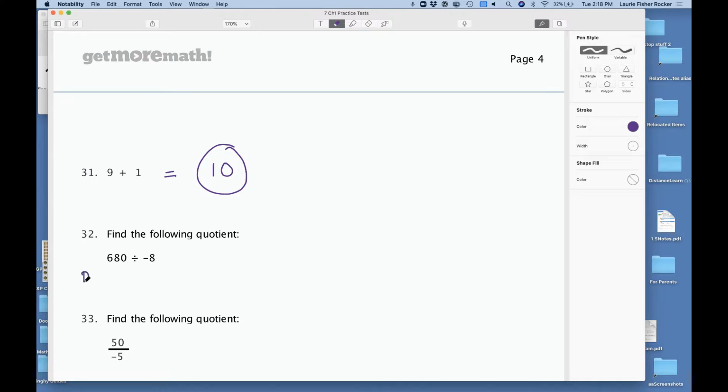Okay, so again, division. So different sign. This one's positive, that one's negative, so it's going to be negative. So my answer is going to be negative. Throw that out there. But now I've got to do some math. 680 divided by 8. So that's 8, so that's 64. So I subtract. That's 40. That's 5. 5 times 8 is 40.